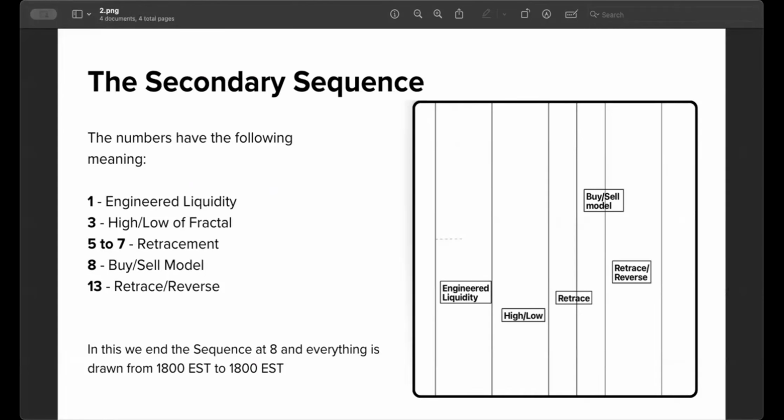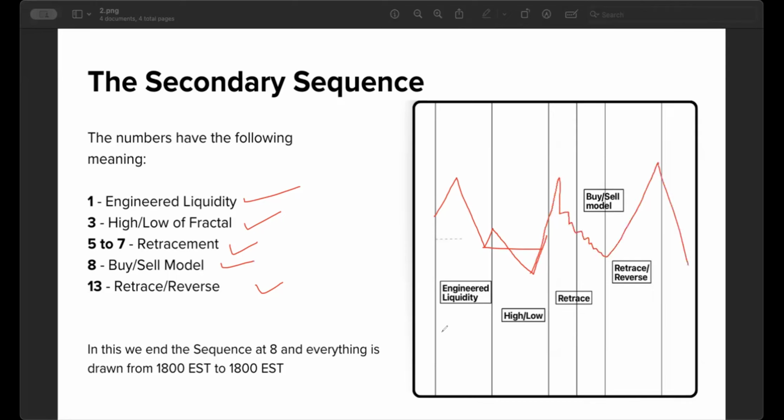The secondary sequence, what we are dealing with, right, is the first number one being engineer liquidity, number three being the higher low of the fractal, number five to seven being the retracement, eight being the buy or sell model. Up until that point, we are going to get the retracement or the reversal. So, for example, we have the high and low, we have engineer liquidity, price forms a low, and now after this, it's going to move, and price is then going to retrace, and then it's going to have the buy model, like so.